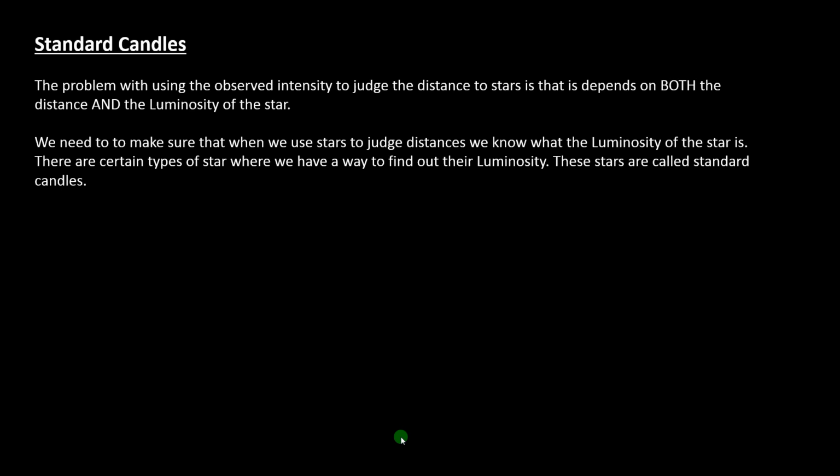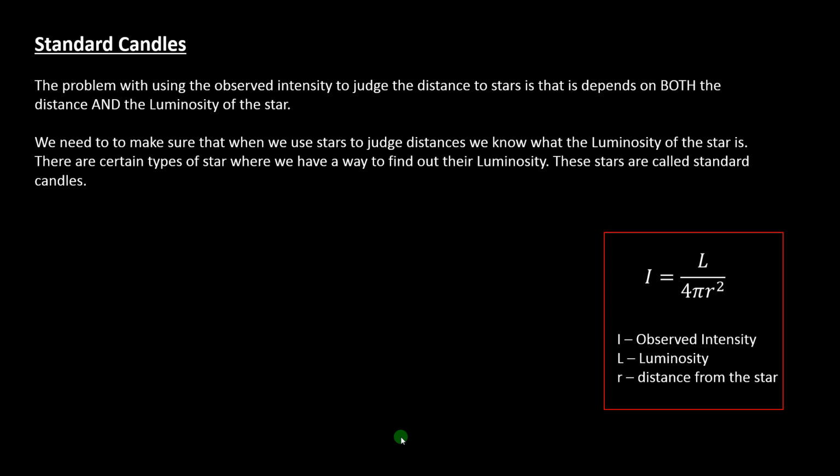Okay, so let's just talk about this idea for a second of what we call standard candles, because Cepheid variables are an example of this. So the problem with using this equation is that we need to know 2 things. So if we're trying to measure the distance, we need to know both the observed intensity. That's easy. We just look at the star.